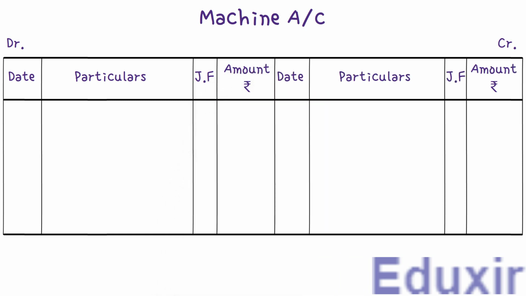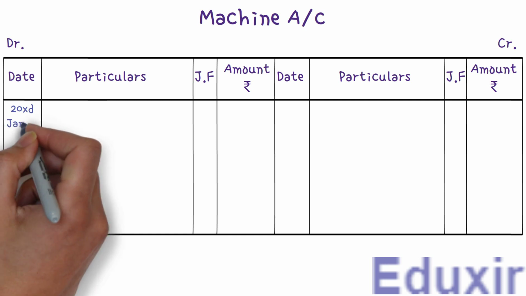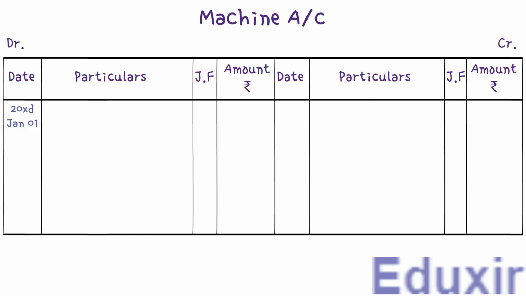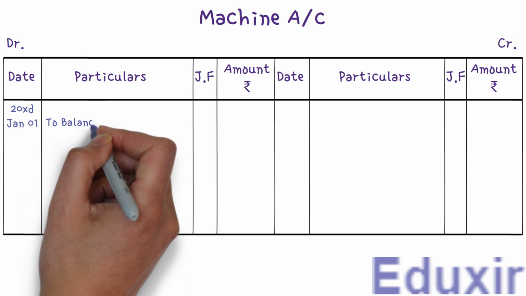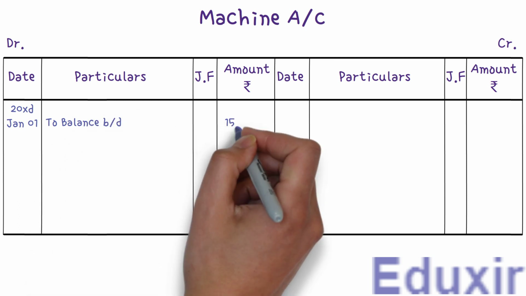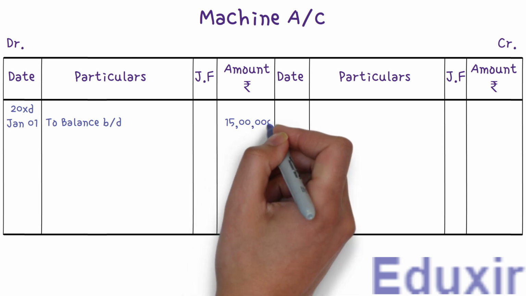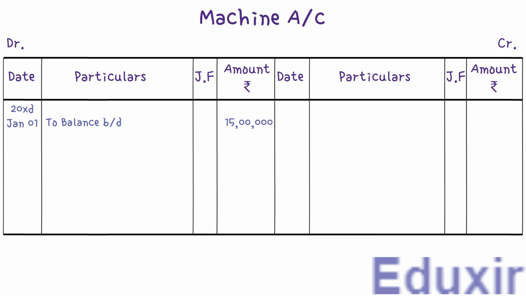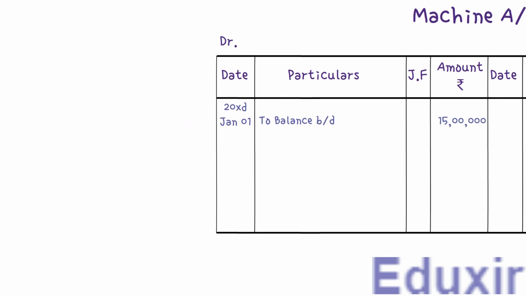As this is the first posting in the machine account, let's first write the year in the date column. Let's then write the date. Let's then write balance brought down in the particulars column. Let's then write the debit balance amount of 15 lakh rupees in the amount column on the debit side. With that, we have completed the posting of the balance related entry in the machine account.